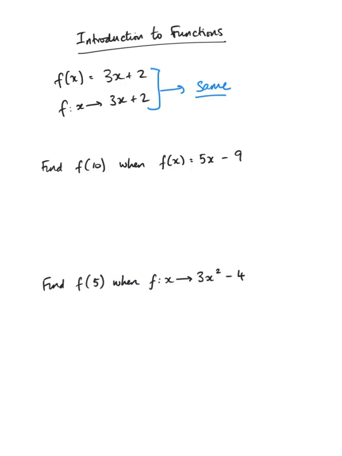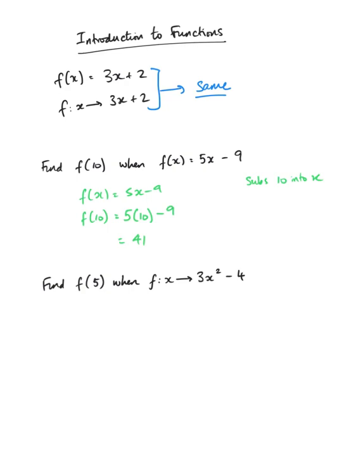So if I want to find f of 10 when f of x is equal to 5x minus 9, all I'm going to do is substitute 10 into x. So we've started with f of x is equal to 5x minus 9, and I want to find f of 10. And I'm sure you'll see that the x in the brackets has just been replaced with a 10. So I'm going to do the same on the other side of the equal sign. I'm going to replace x with 10 every time I see it. So this will be 5 times 10 minus 9, so f of 10 is 41.